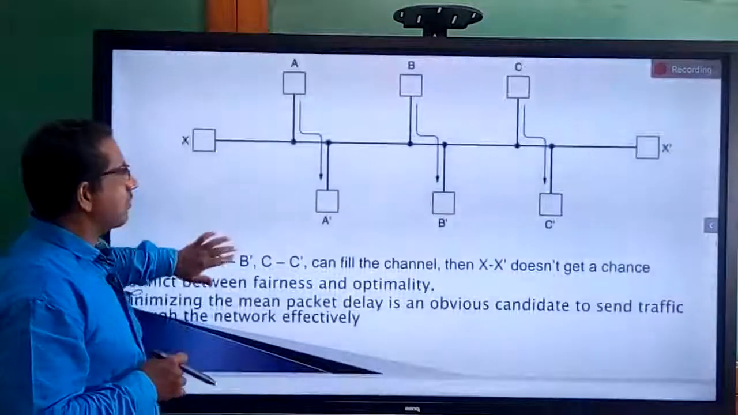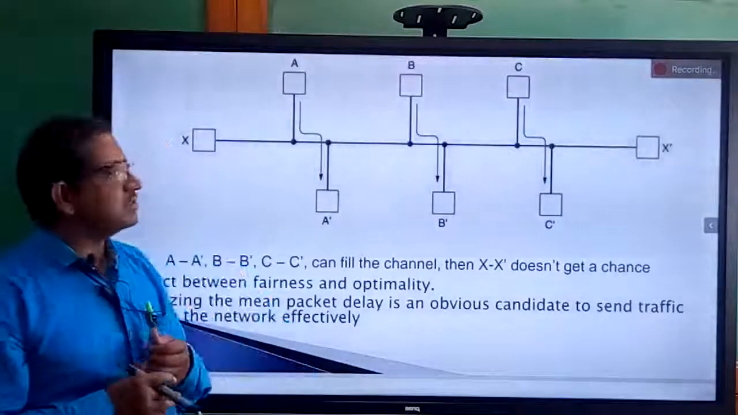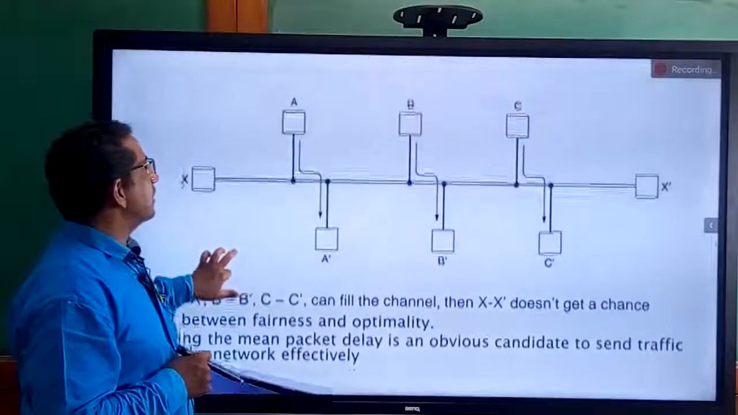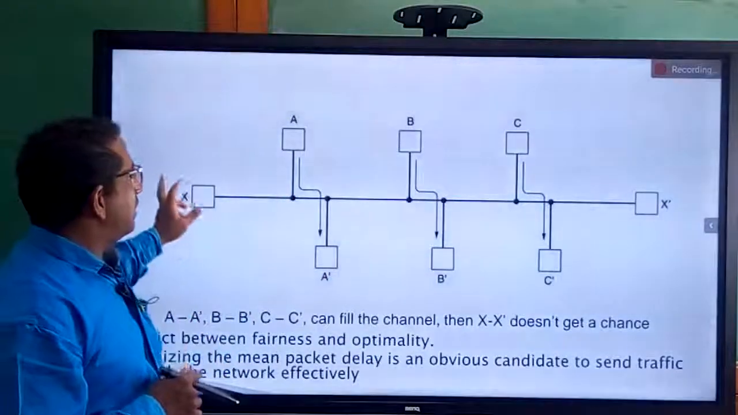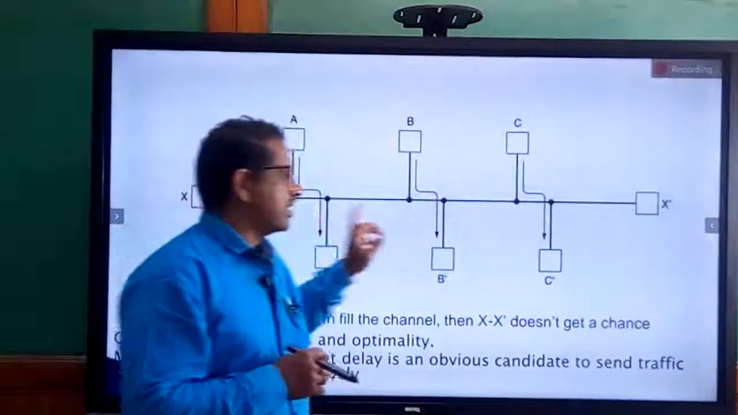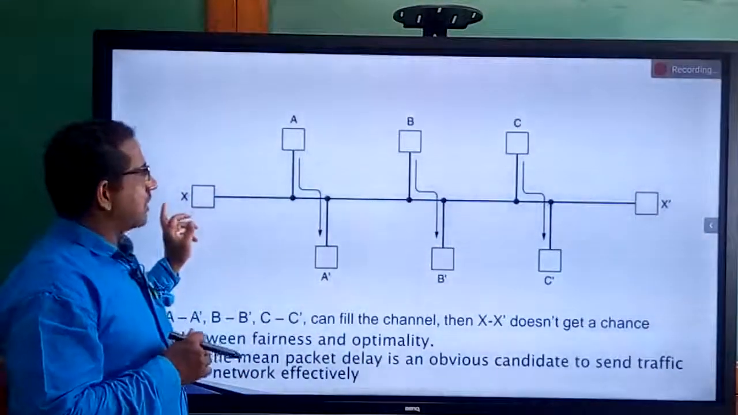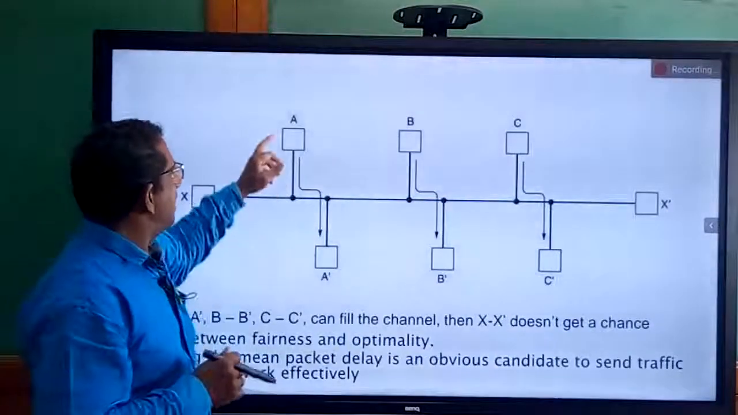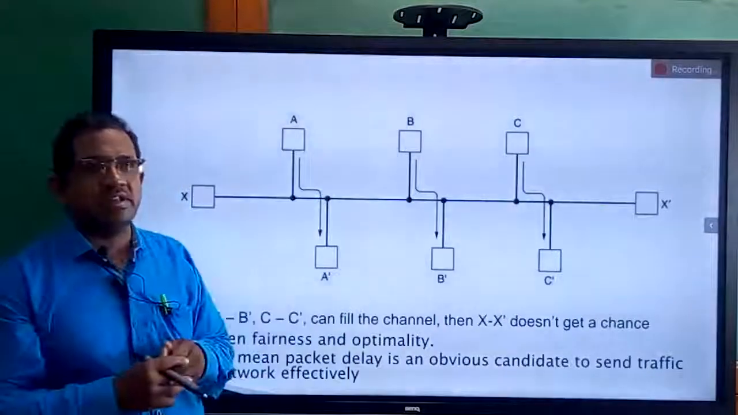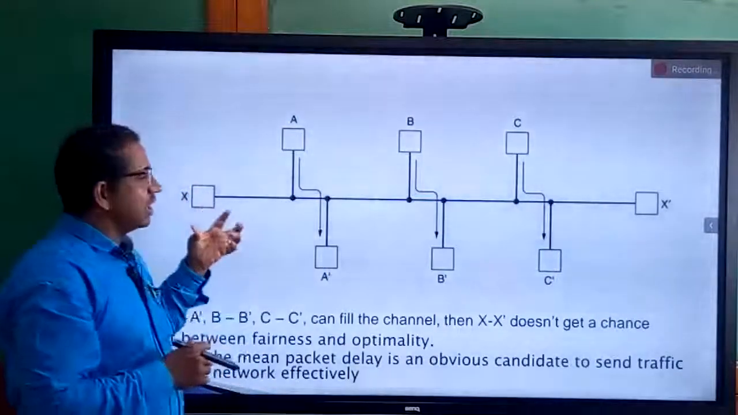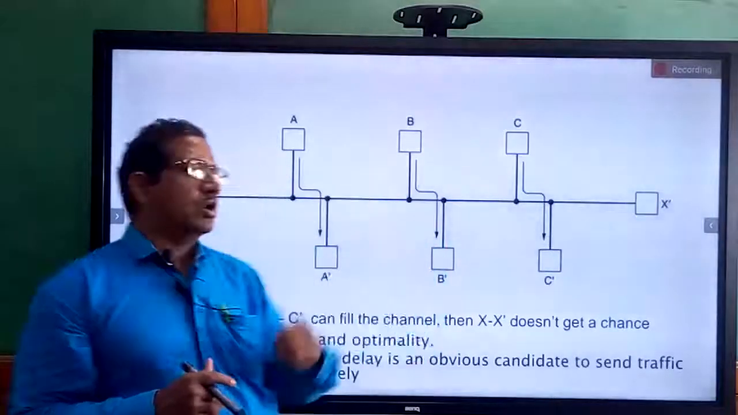Just to avoid conflicts, we have to go for the routing algorithms. To explain that concept in the exam, you have to simply draw this particular simple diagram, and you should explain that there could be a conflict between communication between XX dash and AA dash. When all these communications are happening simultaneously, then there is going to be a conflict. To avoid such conflicts, we have to really go with the routing algorithms.